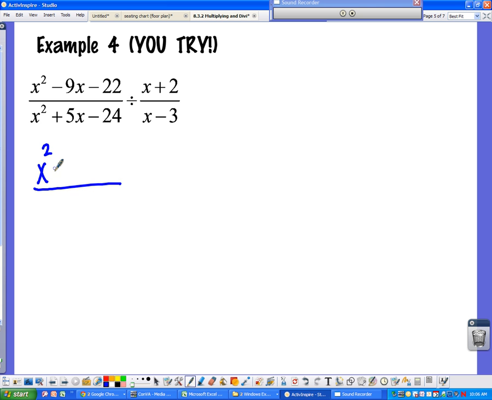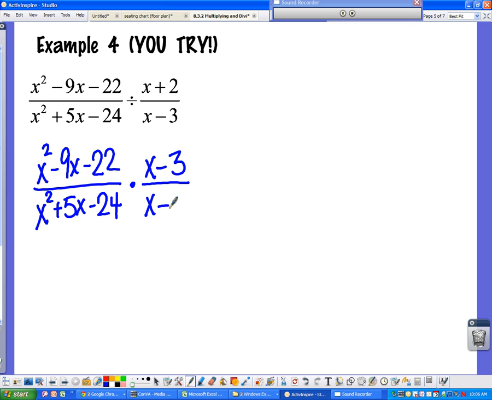So x squared minus 9x minus 22 over x squared plus 5x minus 24 times x minus 3 over x plus 2. And when you're looking, remember we have a trinomial, we have an x squared, so we've got to see if we can factor it. Since it's a trinomial, I have to find those factors of 22 that add up to be -9. So I get 1 and 22, actually it's a -22. I could do -2 and 11, but remember I have to switch the sign so I get my negative.